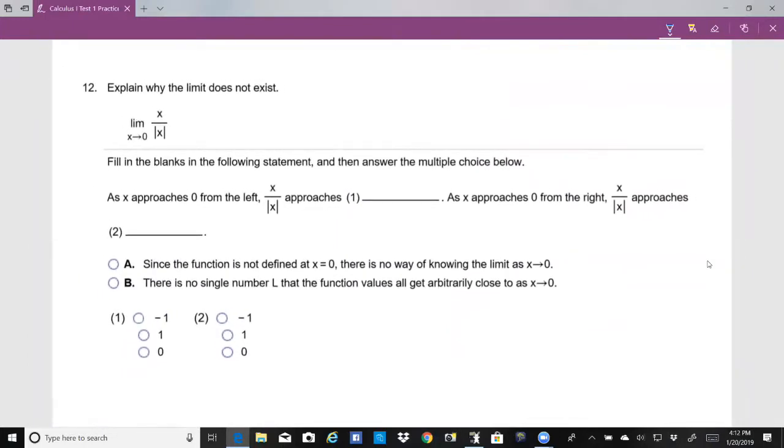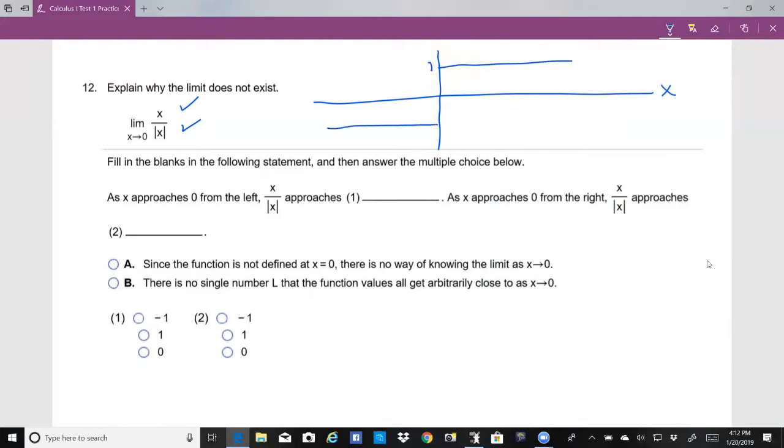Okay, explain why the limit of this function does not exist. First of all, the function is f of x equal to x over the absolute value of x. And I'm sure you have seen this function before. For x positive, the function x over absolute value of x is equal to 1. For x negative, the value is equal to minus 1.